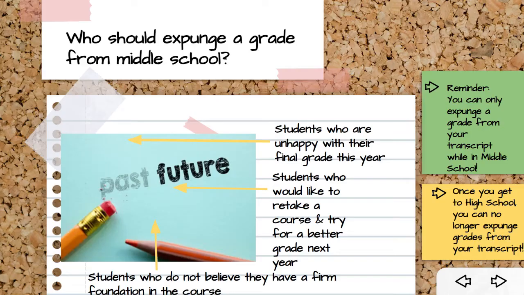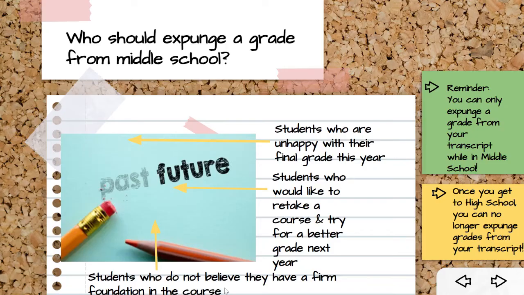Another person who may want to expunge a grade in middle school are students who would like to retake a course and try for a better grade next school year. That's pretty much what the person did because they were unhappy with their final grade this school year. So it's the same example. They're retaking Algebra 1 Honors in summer school and trying to get a better grade.